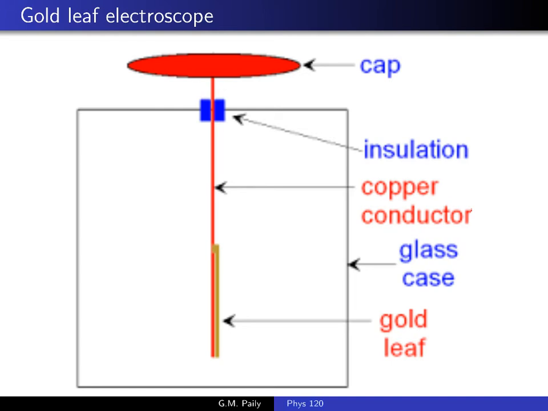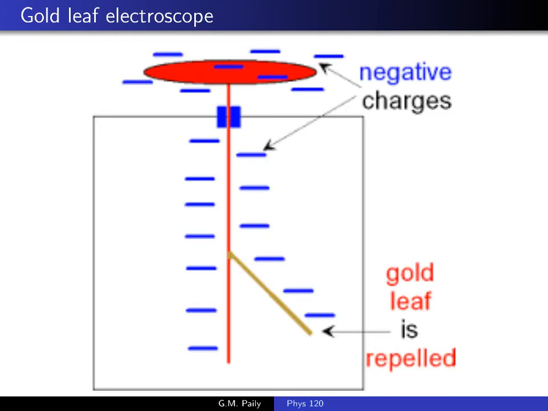How is the electroscope used? If we touch a charged object to the metallic plate, since metals are good conductors, the charge will spread over the metal. As it comes down over here, in this case the negative charges will repel each other, and so the gold leaf is repelled and sticks out at an angle.